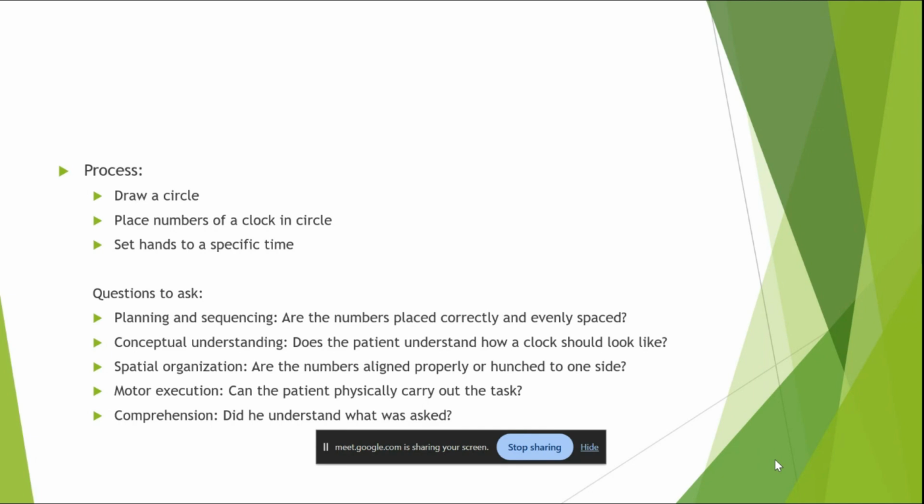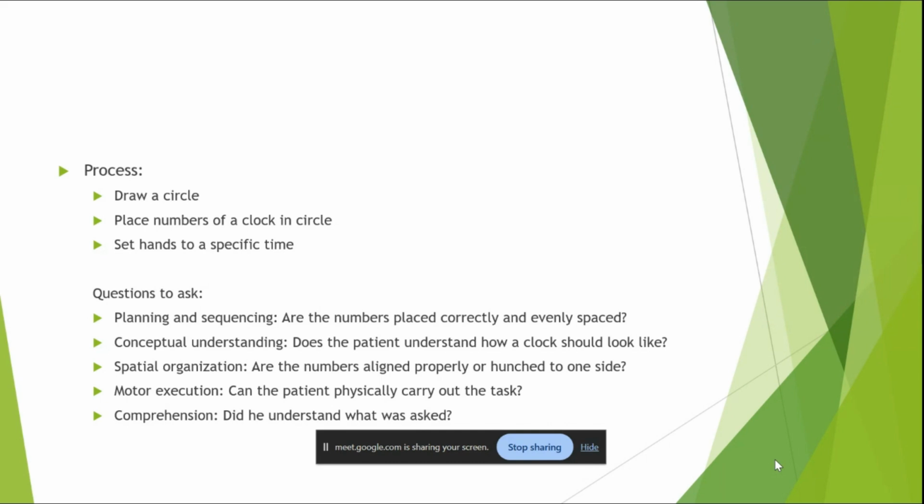After the patient draws the clock, there are some questions you need to ask to help you understand better what is going on with the patient. The first one is planning and sequencing. Are the numbers placed correctly, and are they evenly spaced? The next one is conceptual understanding. Does the patient understand how a clock should look? And did he draw a clock? The third one is spatial organization. Are the numbers aligned properly, or are they all hunched together on one side of the circle?